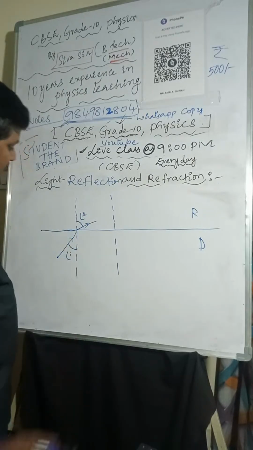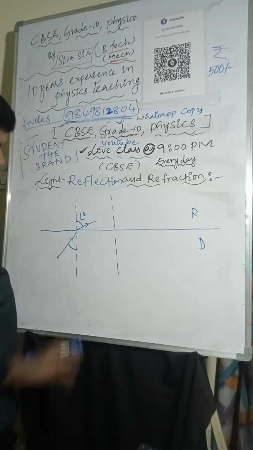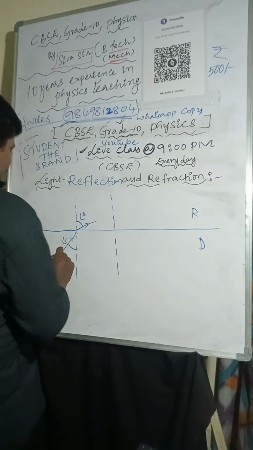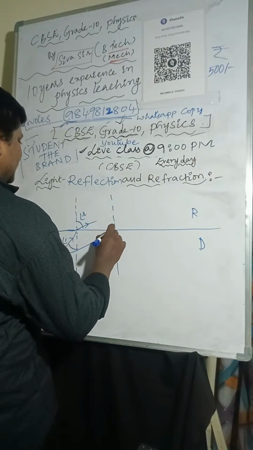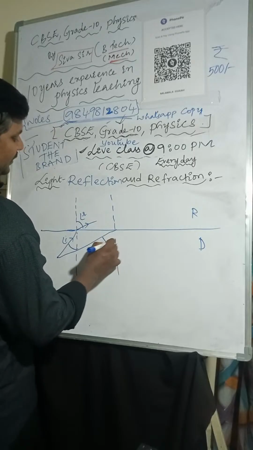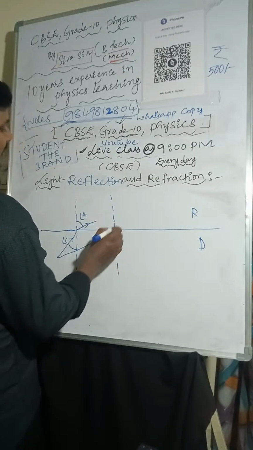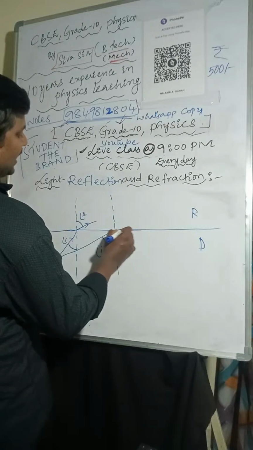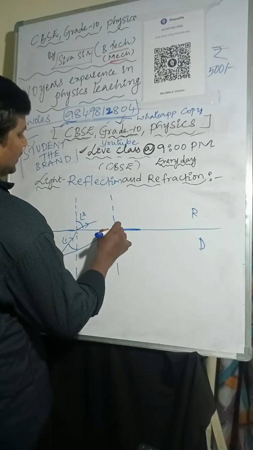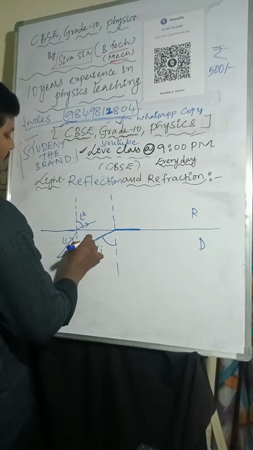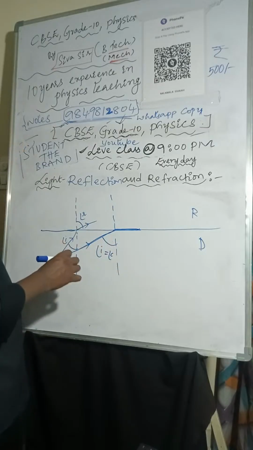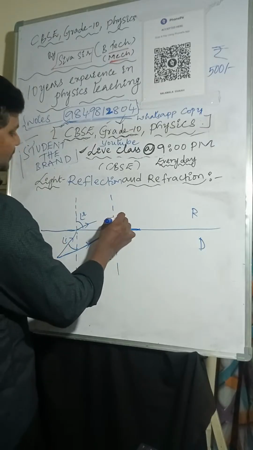So this is the angle of incidence I'm taking. If the light ray is passing like this, then at a certain angle of incidence, the light ray passes along the surface. So this angle is called the critical angle: the angle at which the refracted ray makes 90 degrees with the normal line.